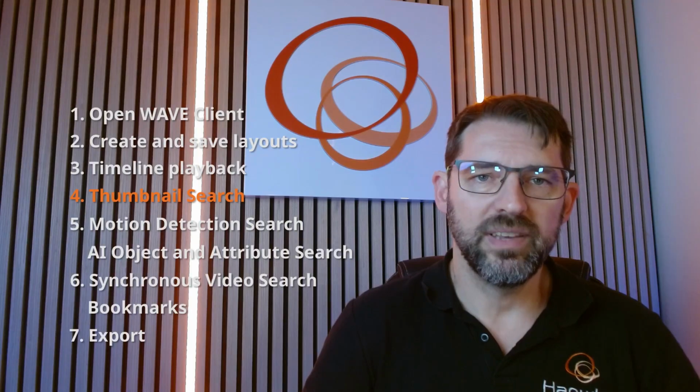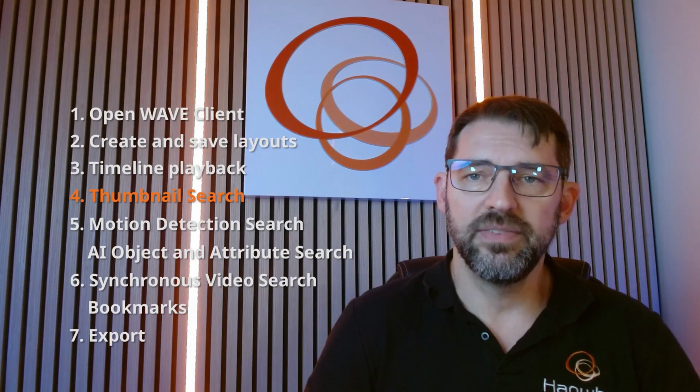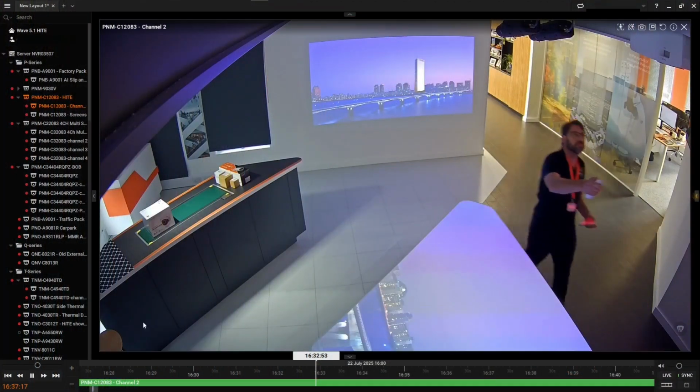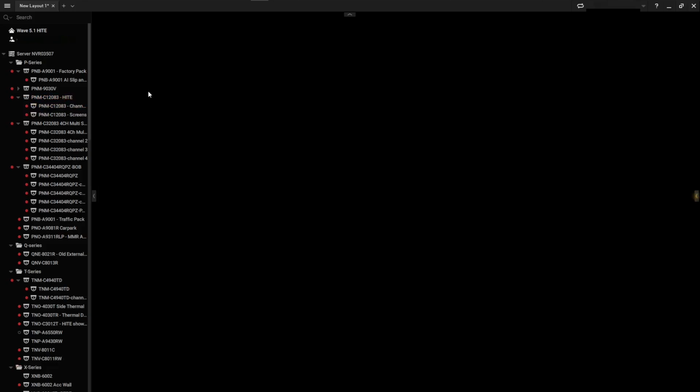Chapter 4, Wave Searches. Continuing our video tutorial on Wisenet Wave, this video will show you how to use the thumbnail search. If, for example, you want to find a large object that has been left or been taken, we can use the thumbnail search, and I'll go to demonstrate that to you now.